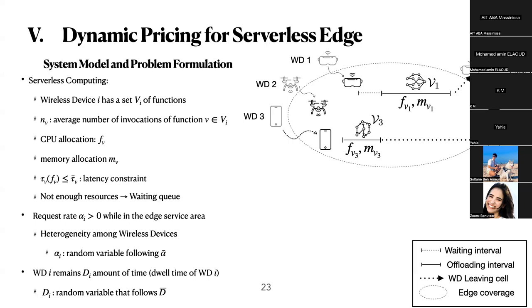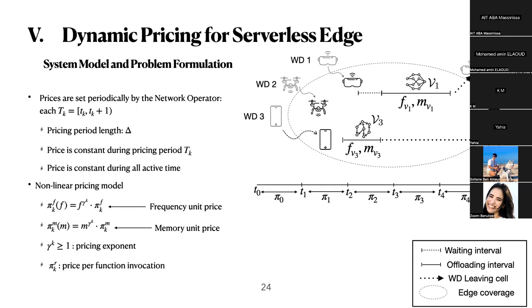So basically here, if a wireless device comes into the edge coverage, it can wait. This is the waiting time. Then it starts offloading, and then goes out of the edge coverage. All of this is the dwell time, sorry.